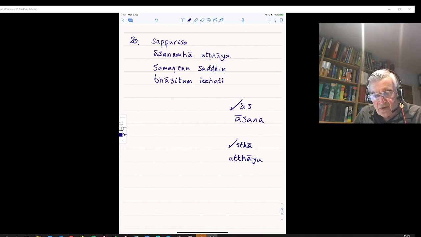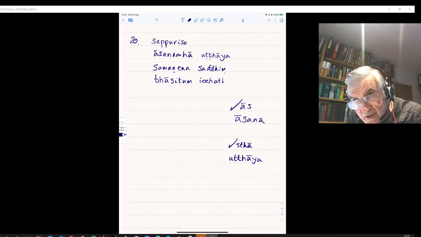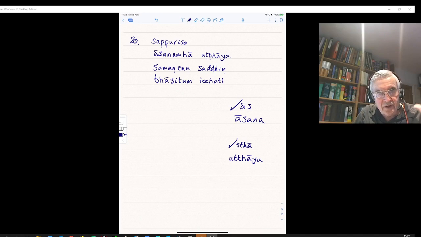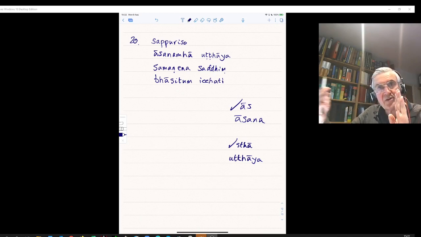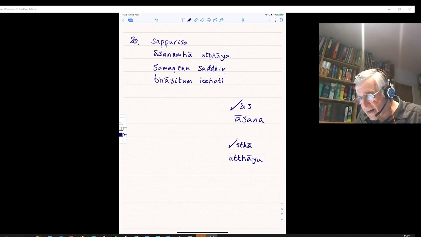So sappuriso asanamha utthaya. So the good man wishes, sappuriso wishes to do things, asanamha utthaya samanena saddhim bhasitum. The sappuriso ichchati, wishes to get up and speak, utthaya having got up, bhasitum to speak. So sappuriso asanamha utthaya samanena saddhim bhasitum ichchati.